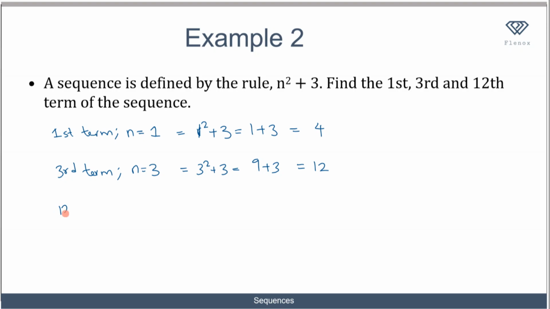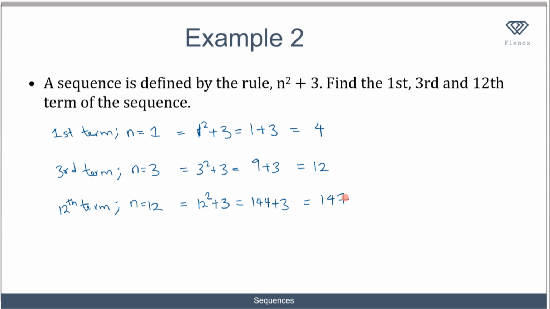And finally, we are told to find the 12th term. So for the 12th term, n is equal to 12. So we have what? 12 squared plus 3. And what would that be? 12 squared is 144. Then plus 3, that gives me 147.